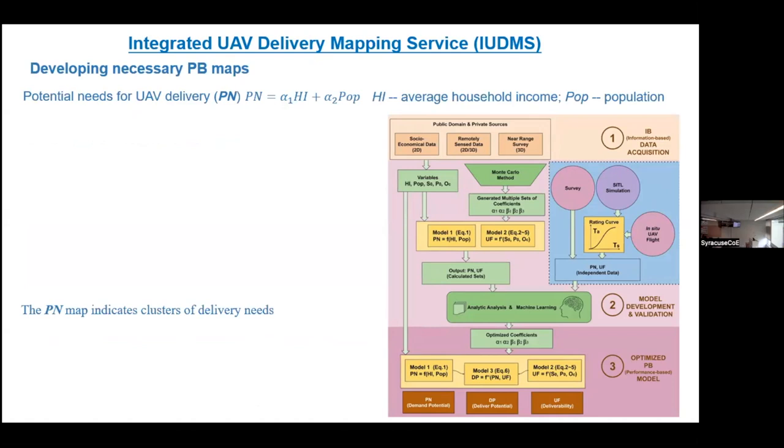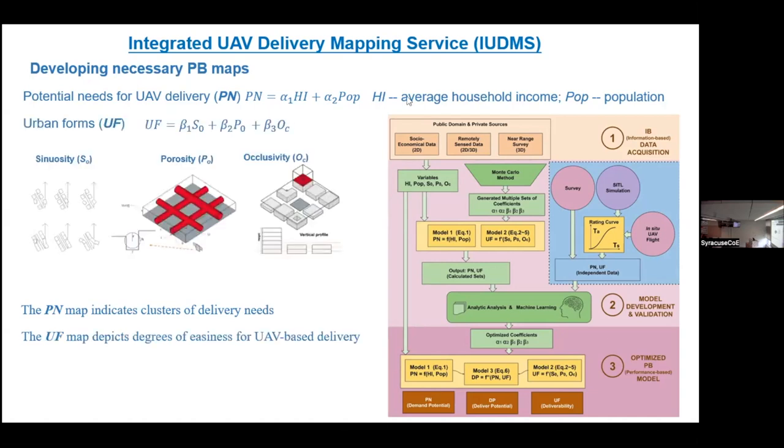The first one is called Potential Needs for UAV Delivery, PN. This one is the combination of two information-based maps, household income and population. The function of this map is that it can tell the user or company whether there is a potential need for doing UAV delivery or not.